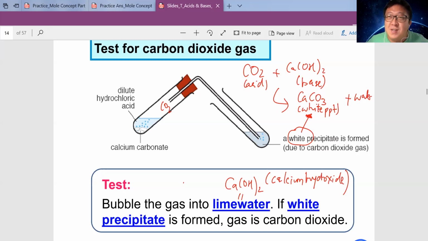You all learn something new? Smash the chat button, yes. Exciting, right? Today you know something about this lime water test.